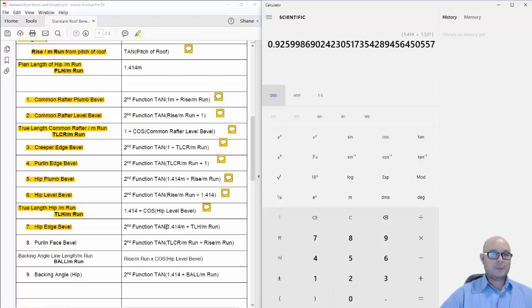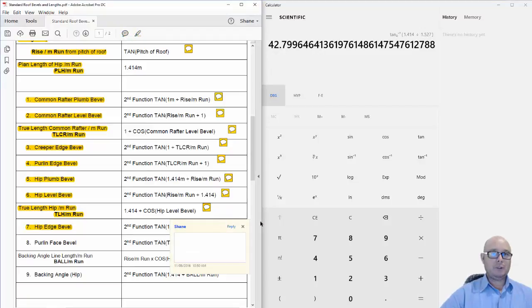Close bracket, and it is second function tan, so I've got to use the tan minus 1, and it gives me an angle of 42.79, so that would end up being 42.8 degrees. So I'll just sticky note that, 42.8 degrees. And that is the hip edge bevel angle, 42.8 degrees.